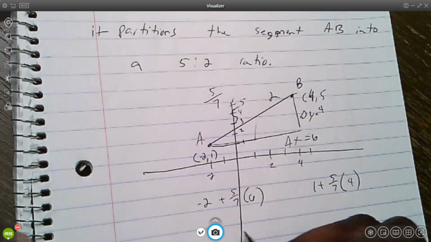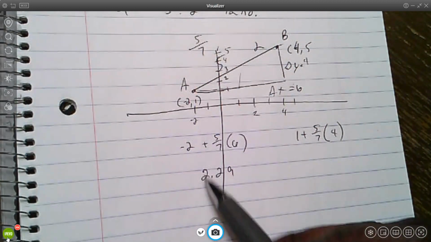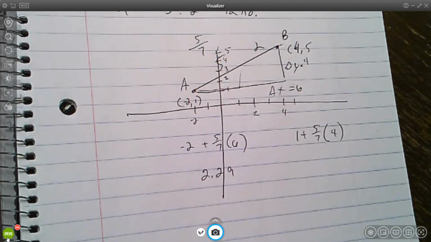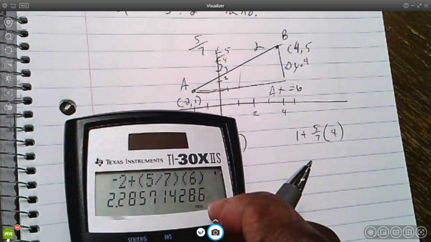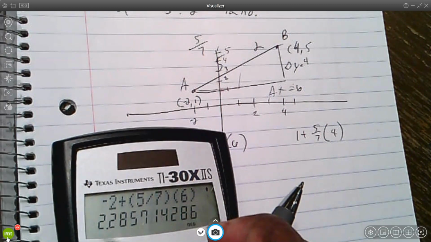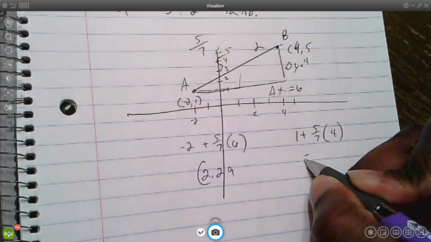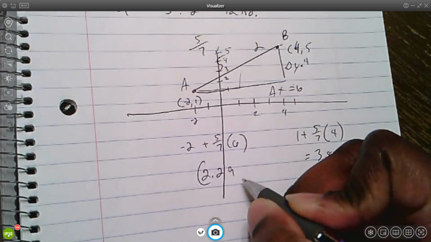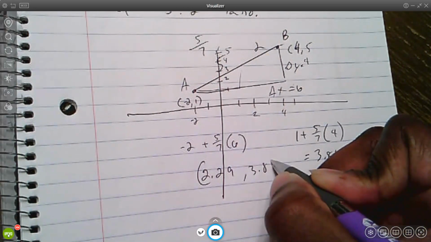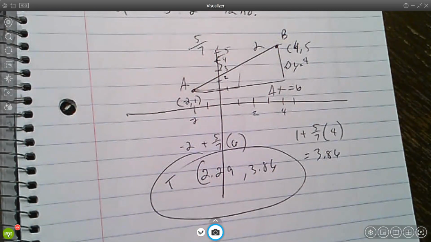If I plug that into my calculator, that value is about 2.29. I think it's 2.2857, but 2.29 is good. Instead of writing all those decimals, call that 2.29. The other coordinate is 3.86. So that's the coordinate for the point T. That's all I have. Good luck.